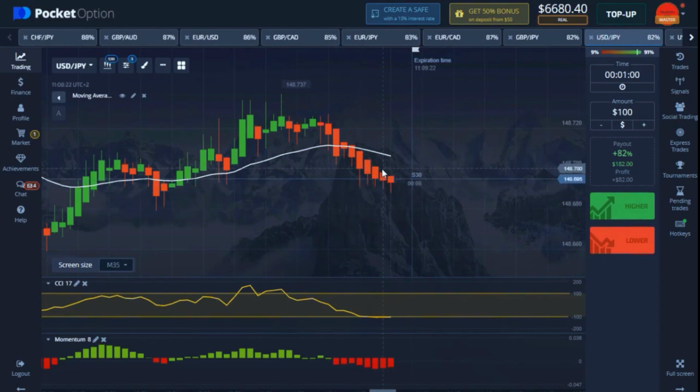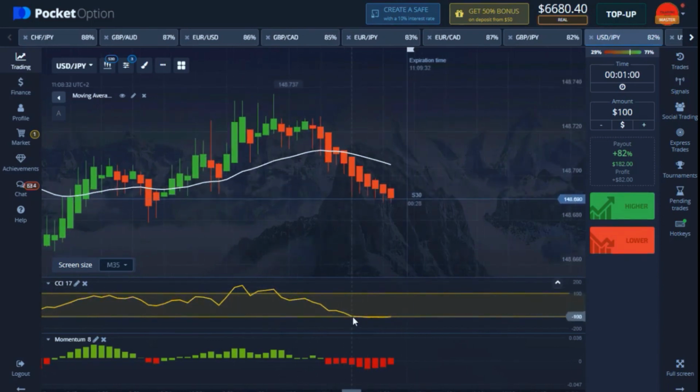The number one thing you need to take care of is to make sure that you have your moving average above the candle coming down in the trend. Confirm that with your CCI, that your CCI is actually following the trend. Like I said, it doesn't matter if you have your CCI middle line here in the middle or down or up. Always make sure that the CCI is just following the trend, that is actually dropping, and confirm this with your momentum.